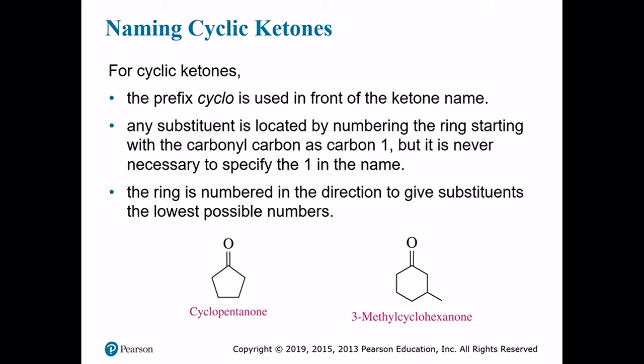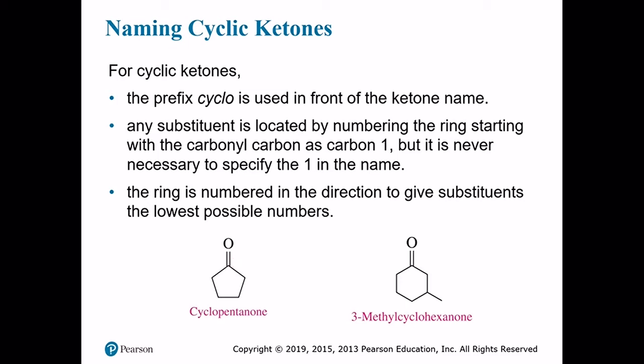For cyclic ketones, you would simply place the cyclo prefix at the beginning of the ketone name. And here again, if you have a cyclic ketone, the carbon where the carbonyl group is would be carbon number 1, and then you would count the shortest distance to any other substituents. If there are no other substituents, you don't need to give the number 1.